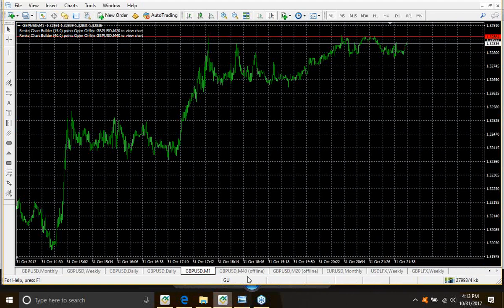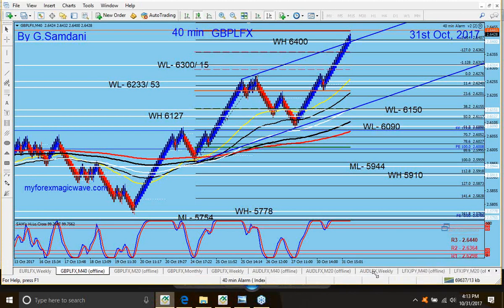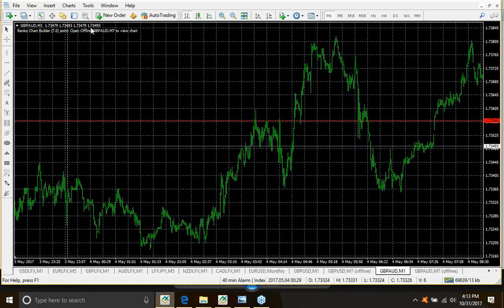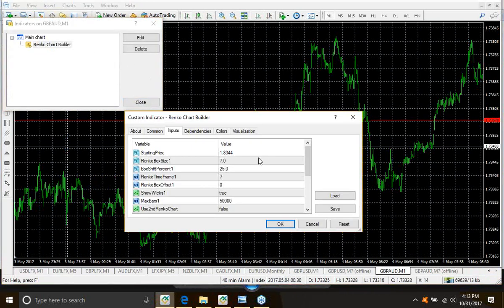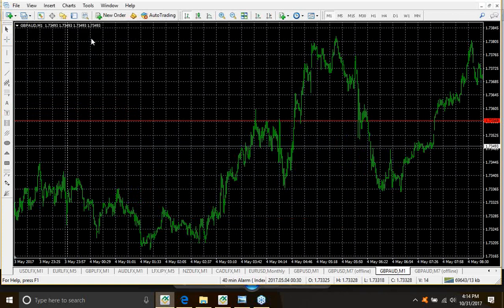So if you open or download another MT4, for example this one, in here I also open the 1 minute Pound Aussie, but I have the indicator on it. What I will do here is I will have only the 7 tick size, the box size, 7 instead of 15, and here 7 instead of 20. And then leave the second chart. We don't need the second chart, so it's only one chart, and then wait for the message.